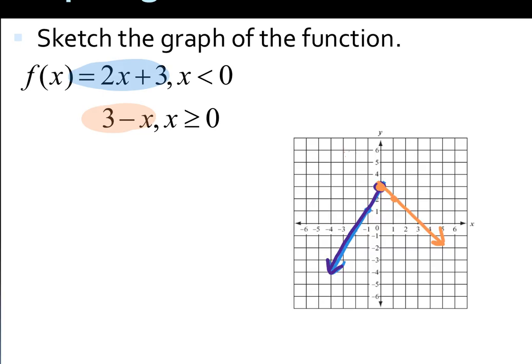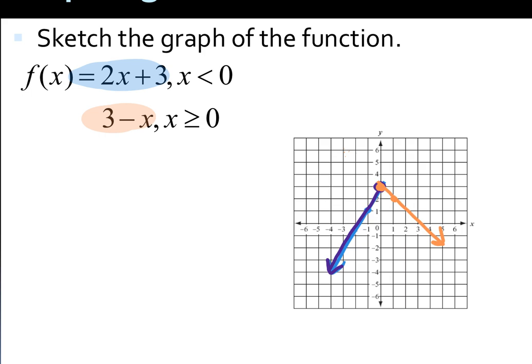Now piecewise functions are still functions, right? So if I had kept the other side of that orange line, it would have failed my vertical line test, right? It can't fail your vertical line test because then it's not a function. You with me? Okay.